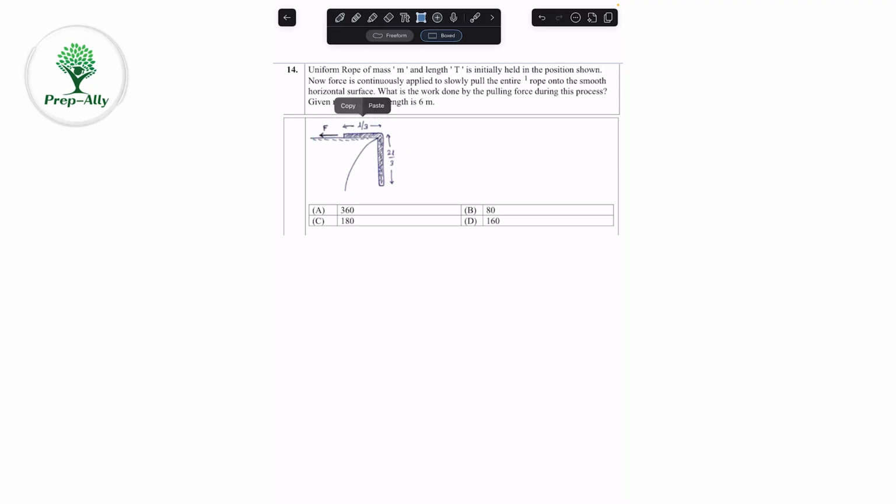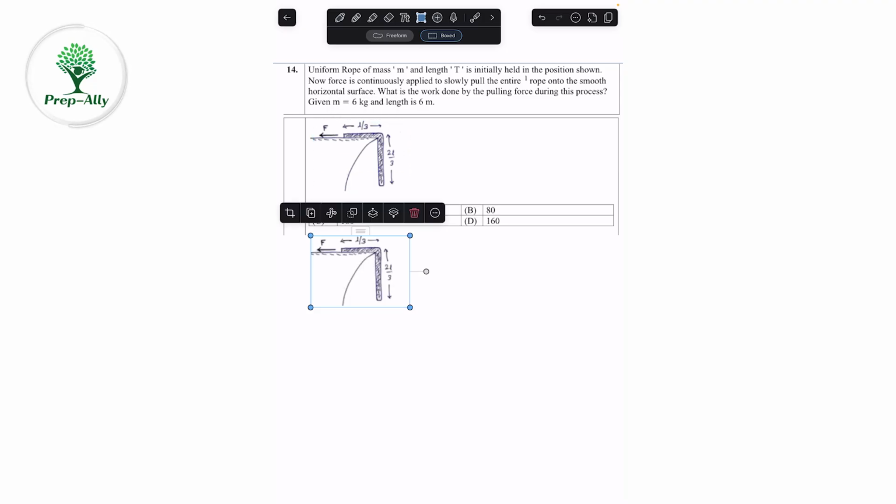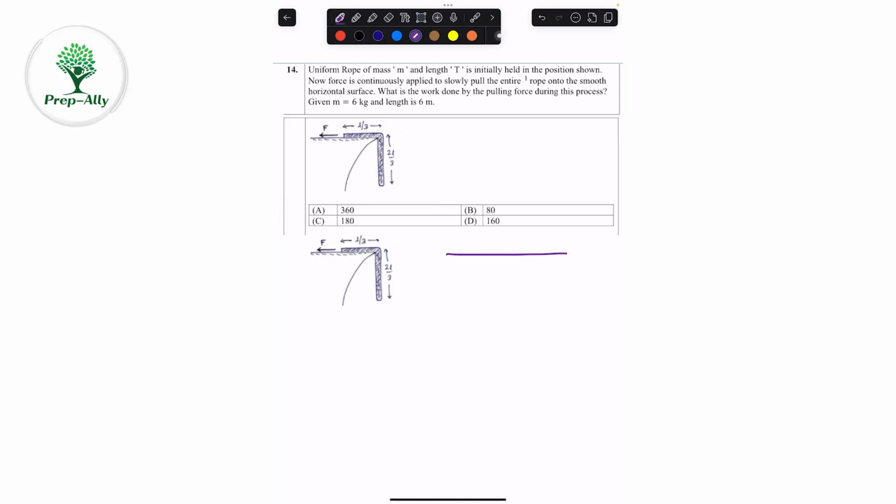So initially our rope is like this, our string is like this. Finally what will happen? All the string will come up on the surface and will look like this. Finally it will become like this. This length is now L and the mass is m.